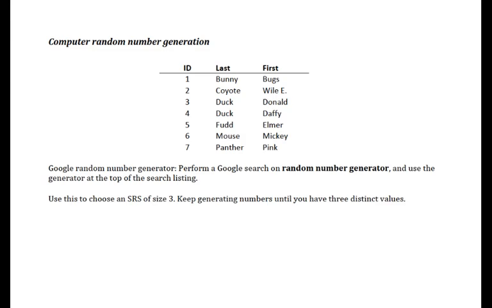Take, for example, this list of 7 Warner Brothers cartoon characters from when I was growing up. Perhaps for this generation these names are not so familiar, but they would be familiar to anyone of my generation. We're going to choose a simple random sample of size 3 using the Google Random Number Generator. And to do this, you need to perform a Google search on the words random number generator, and you'll see a generator at the top of the search listing.